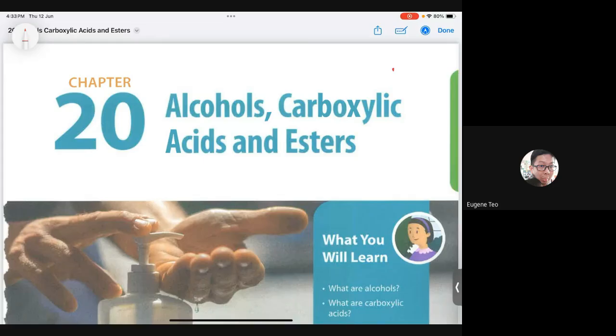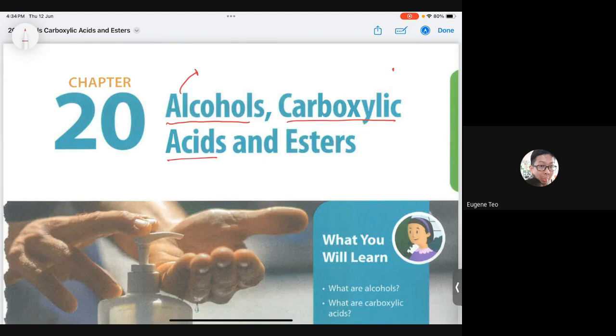Okay, so I'll be going through alcohols and carboxylic acid and ester. In actual fact, we have gone through a little bit on alcohol and carboxylic acids already, because at the very front when we did the introduction to organic chemistry, we highlighted what's the functional group for each of them. Okay, so just a quick one.